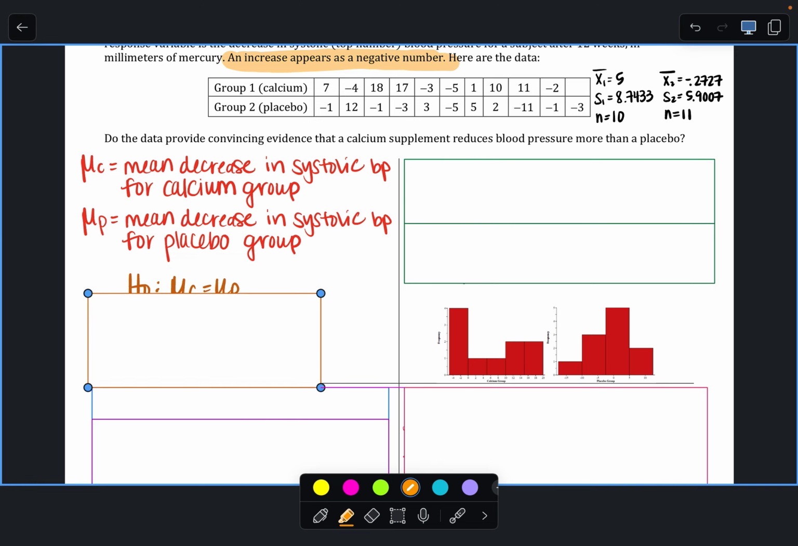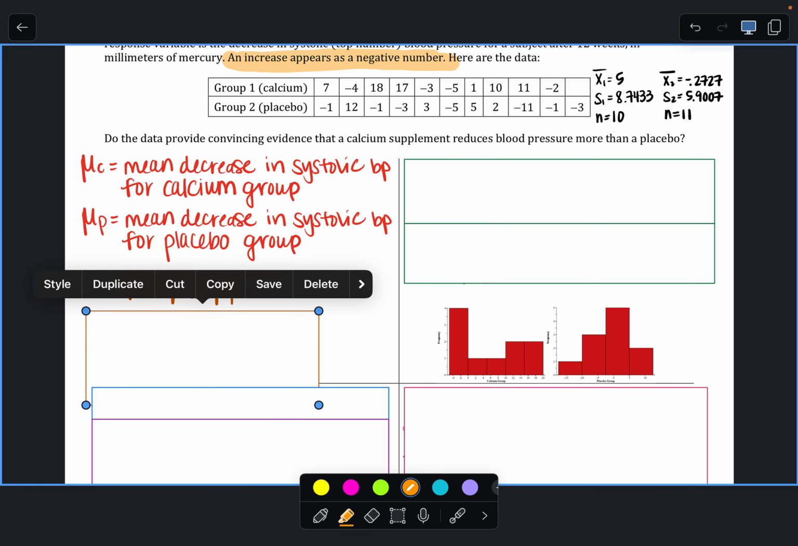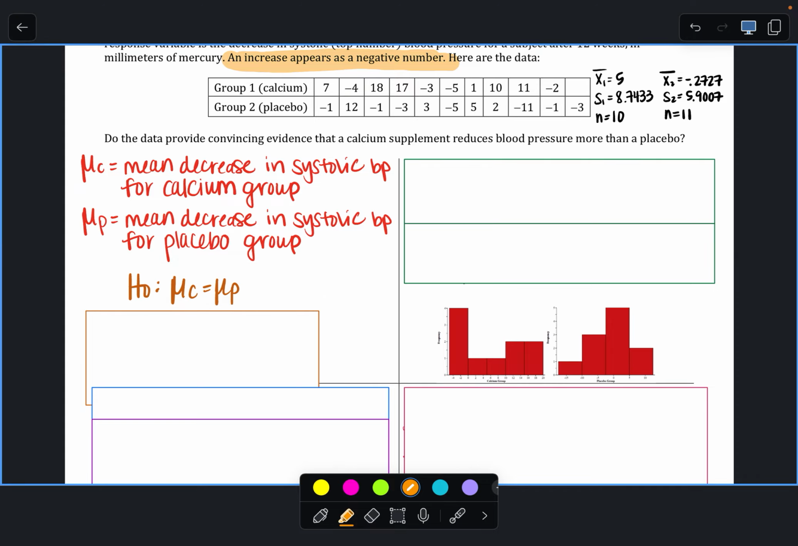The null is always going to be that they are equal to each other every single time, no matter what. In any case of any hypothesis you ever write, the null is they are equal. It is equal to the claim. It is equal to the number. Whatever is going on, they are equal. And it says we want the calcium supplement to reduce blood pressure more than a placebo.